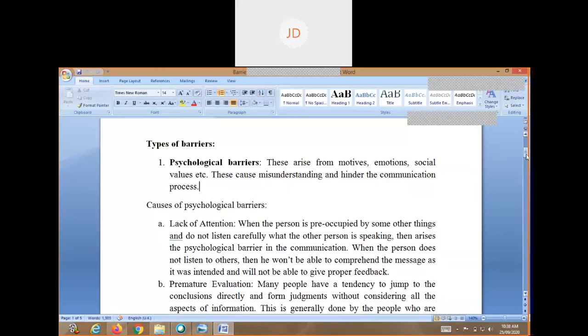Okay, so I hope you can see the screen properly now.